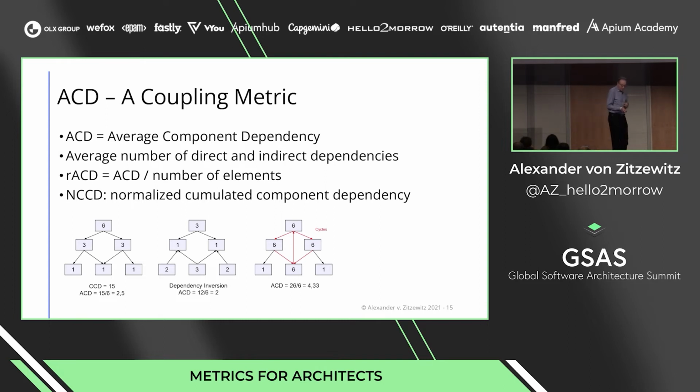Now in the middle, we use the dependency inversion principle. So the only difference between the left graph and the middle graph is that the dependencies on the bottom have been inverted. So we're using the dependency inversion principle and get a better value. It basically reduces average component dependency from 2.5 to 2. On the right side, we see what happens if we add a cyclical dependency. So we add this one dependency going from the bottom to the top, which will create 2 cycles, one to the left, one to the right. And now the value goes to 4.33, which is pretty close to the theoretical maximum of 6.